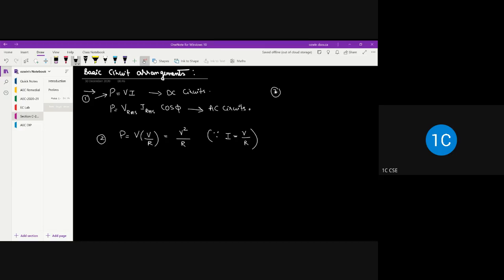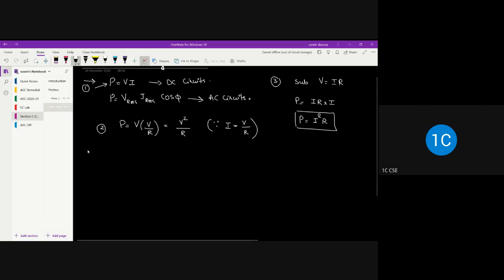Now, likewise, I can also substitute V is equal to I into R. So in the original power equation, that is P is equal to V into I, let's substitute V as I into R. So what do I get? I get IR into I, or P is equal to I square into R. So these are the three different expressions for power, which is pretty useful when you handle the numericals. So that is about the power.